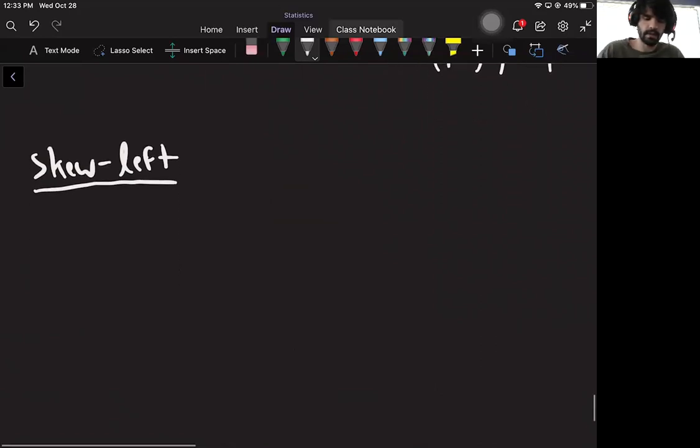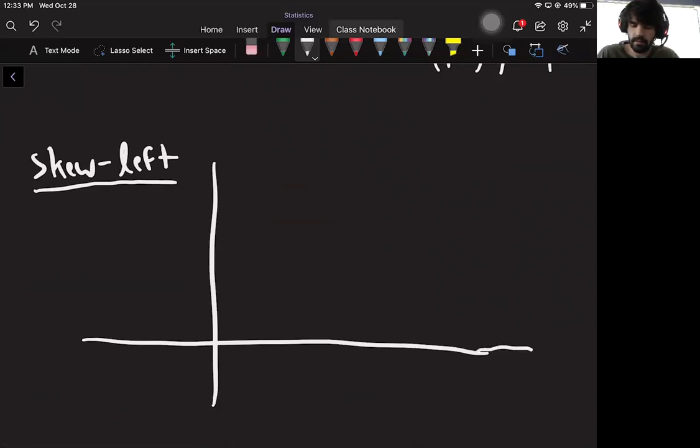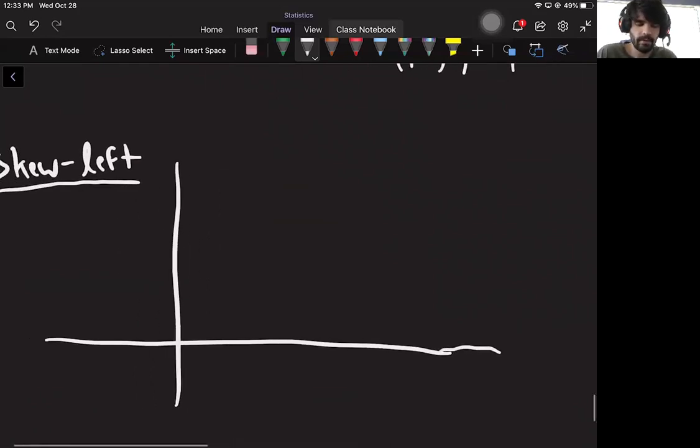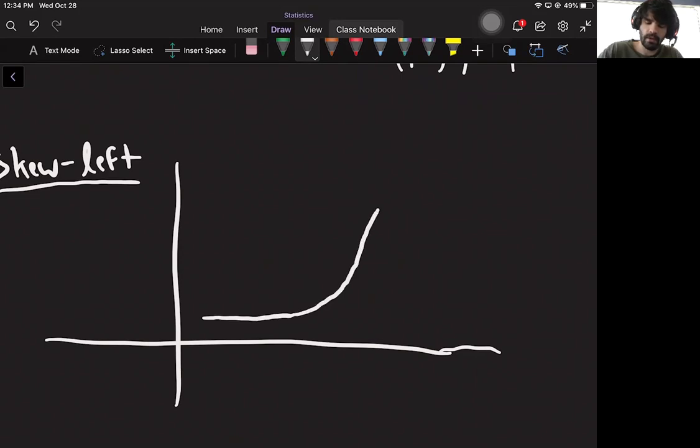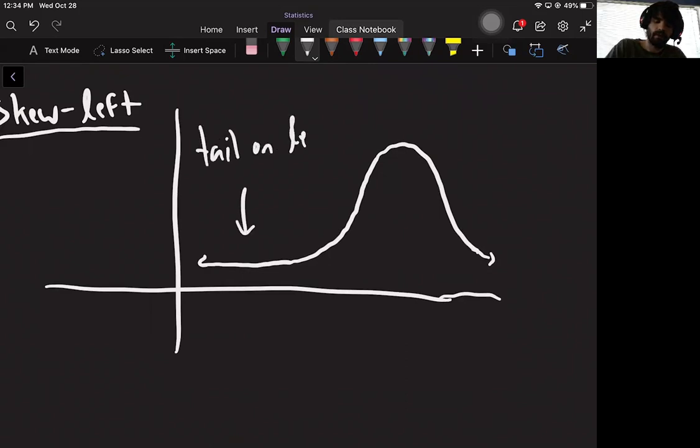Okay, skew left is the next type of histogram we'll look at. People get this one all mixed up because left and right depends on what you think of first. A skew left histogram is one that has a tail on the left. It still has this sort of bell curve, but moved over to the right. It's called skew left because of the tail on the left. That's how you have to remember it. Whichever side the tail is on, that's the side it is skewed towards.